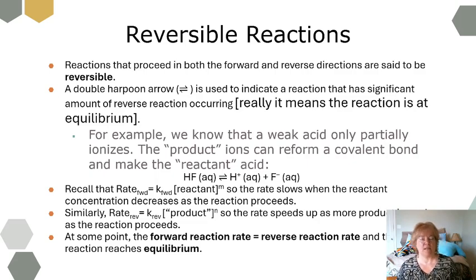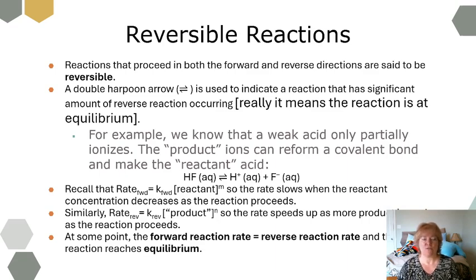So the forward reaction rate is going to be decreasing as the reaction happens. Similarly, at the very beginning of the reaction, there are no products, so there is no reverse rate happening. But as products are made, now they can react to form the reactants. As more and more products are made, the concentration increases, and since the rate is proportional in some way to the concentration of the products, the reverse reaction rate is going to increase. It's going to speed up as the reaction goes along.